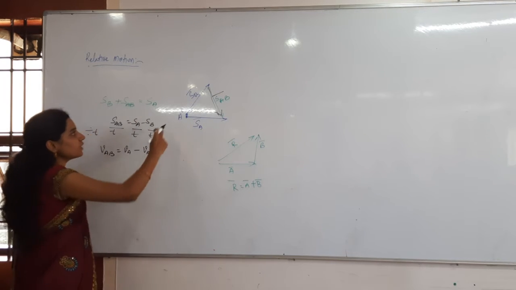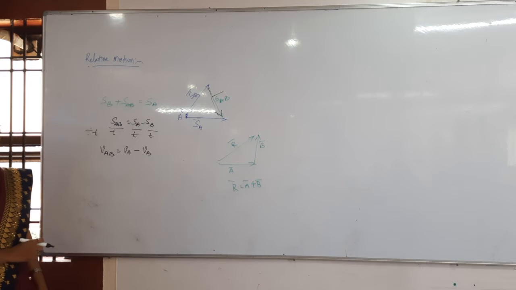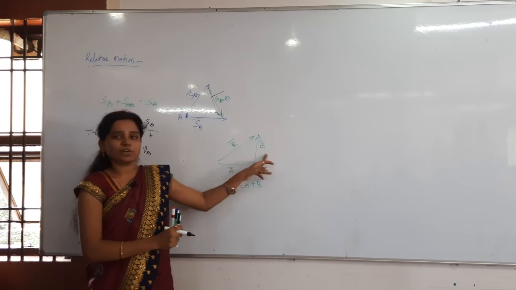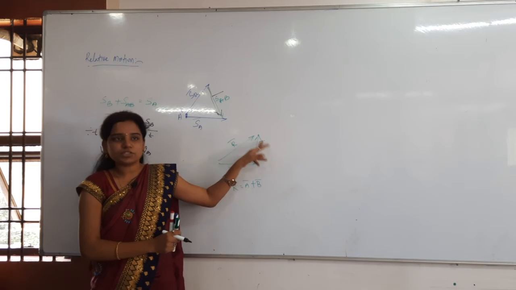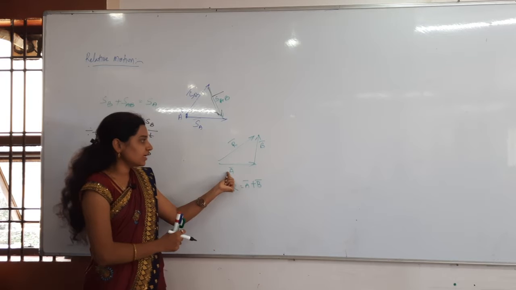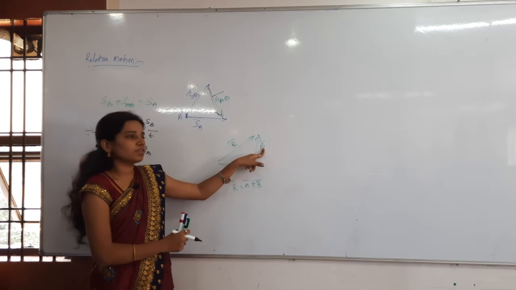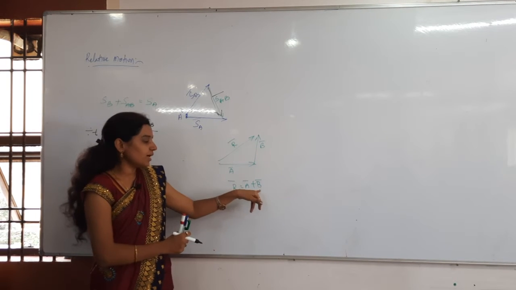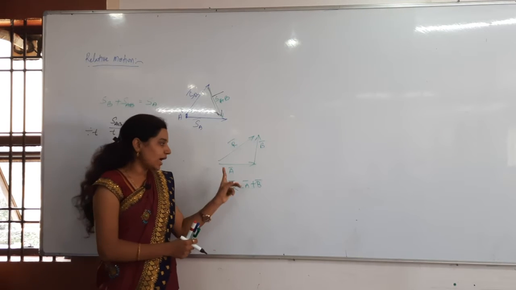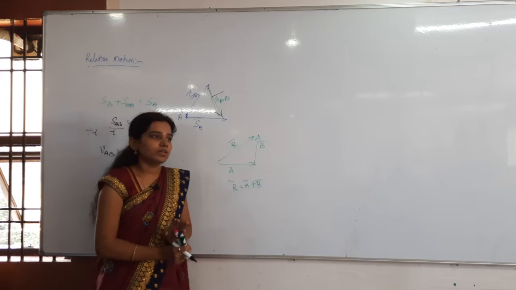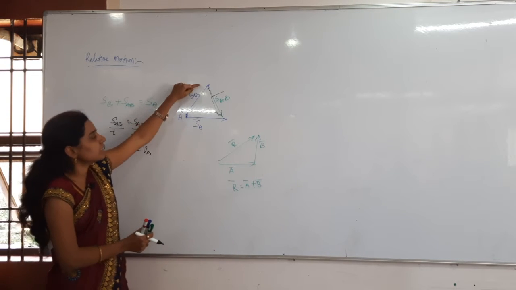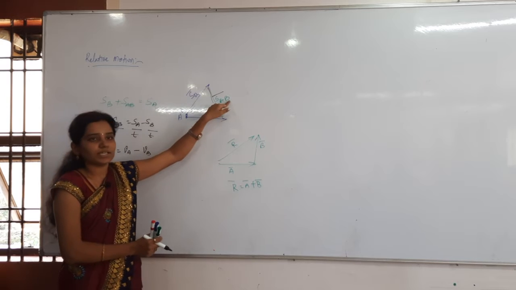Whenever you see from the triangle law of vectors, what can I say? The addition of two continuous vectors is equal to the resultant vector. Which two continuous vectors are there? A bar is continuing with B bar, so A bar plus B bar is equal to R bar, the resultant. If you observe the same diagram here, SB is there, and the continuous vector is SAB.